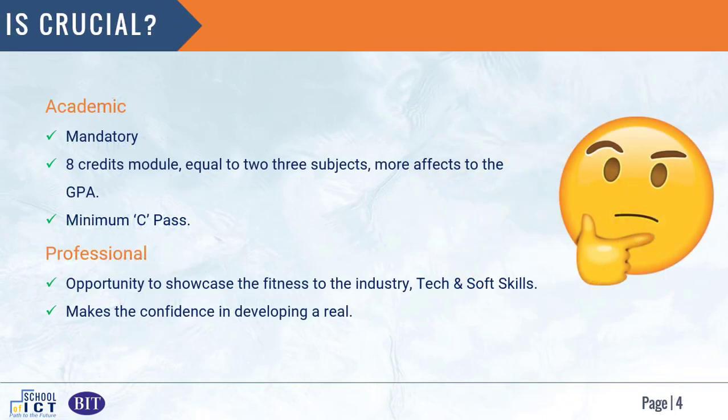Why is this so crucial? It has two sides, academic and professional. From an academic point of view, it is mandatory individual work that accounts for 8 credits, and a minimum grade of C is required to complete your degree. You are also expected to put in a minimum of 300 hours of work, excluding dissertation writing and other additional supportive tasks. On the other hand, from a professional perspective, this project provides an opportunity for you to showcase your eligibility for the software development industry, and grow your self-confidence to enter it.